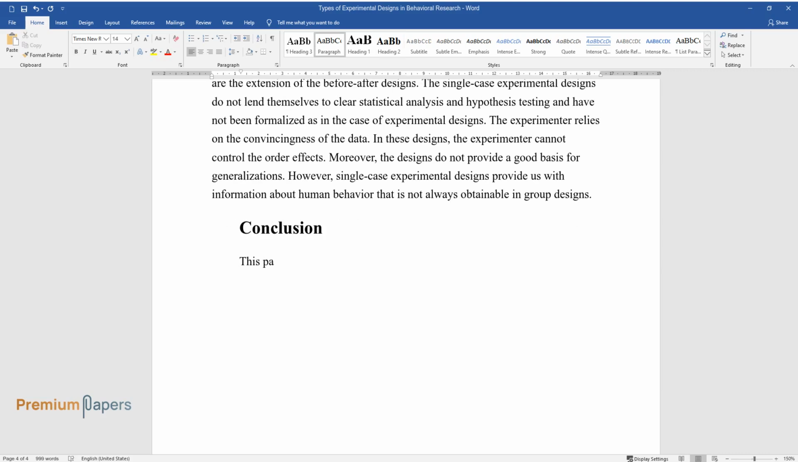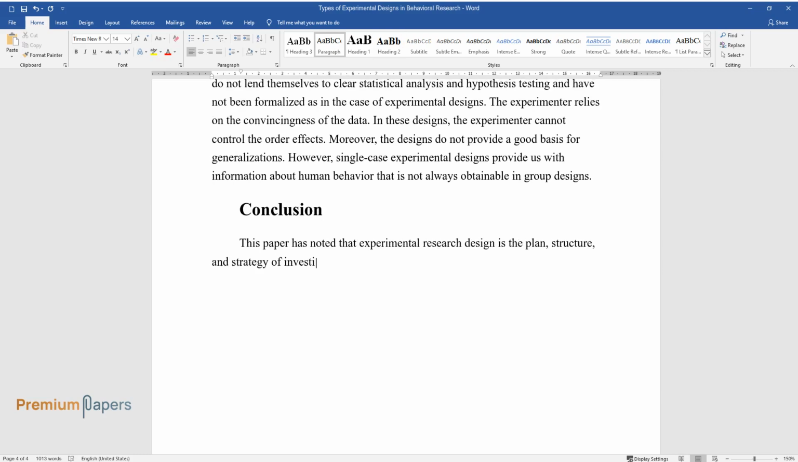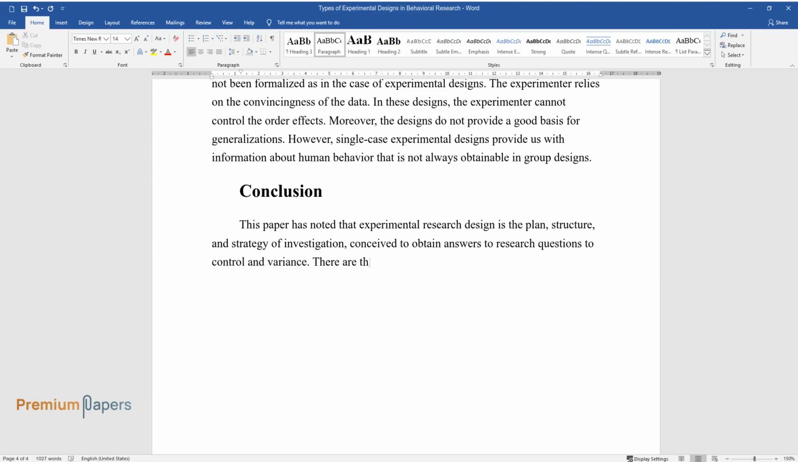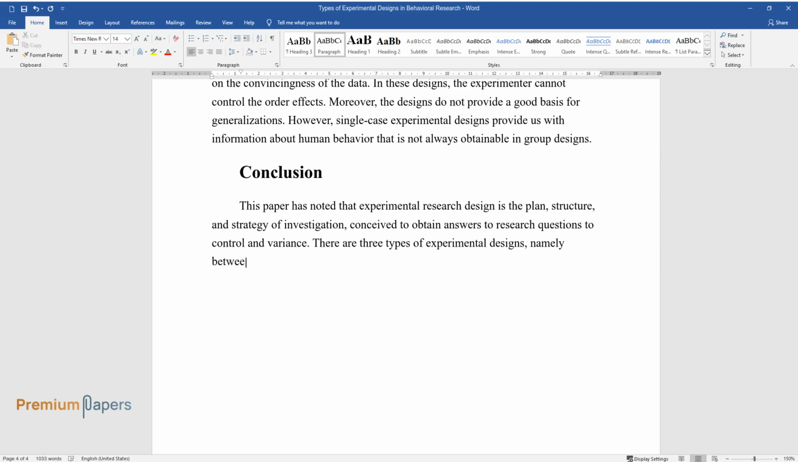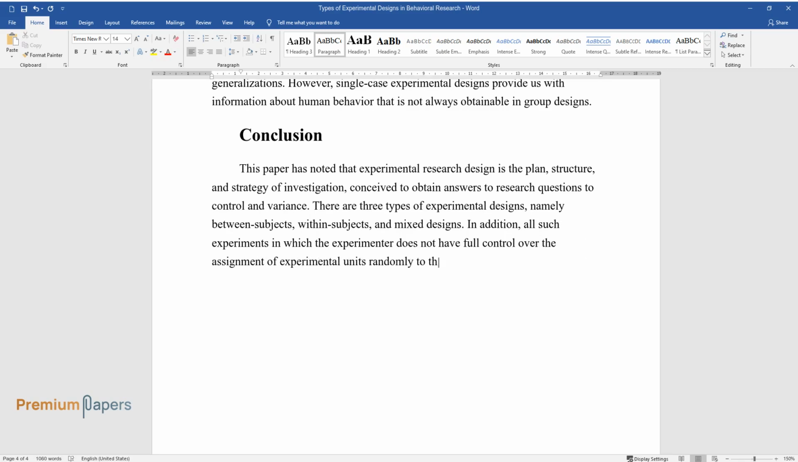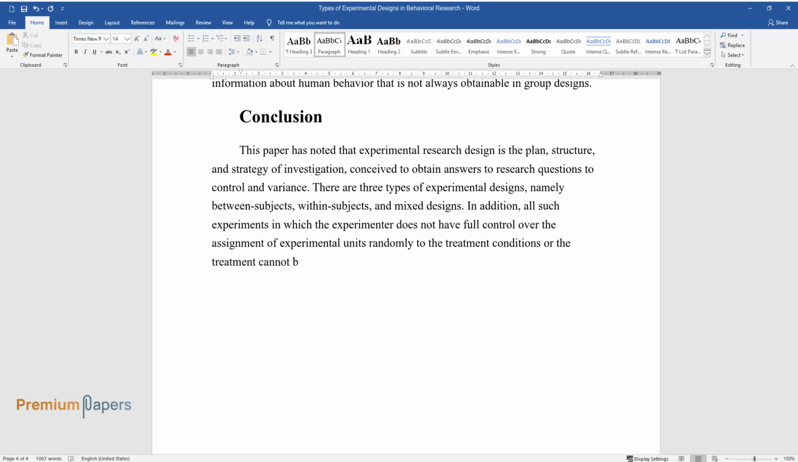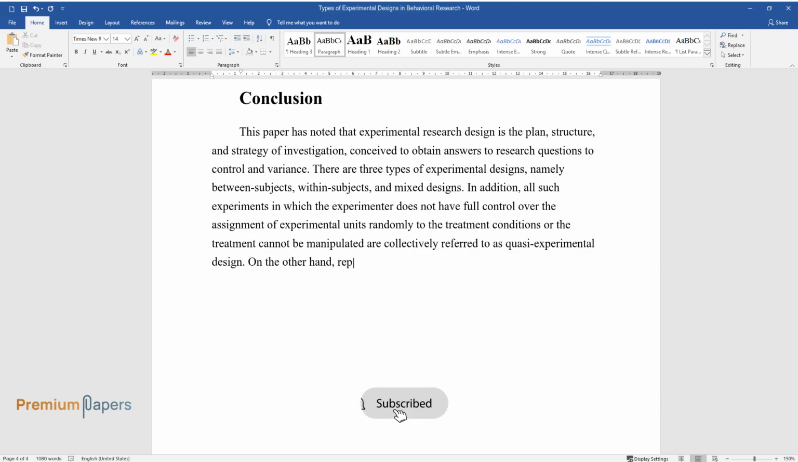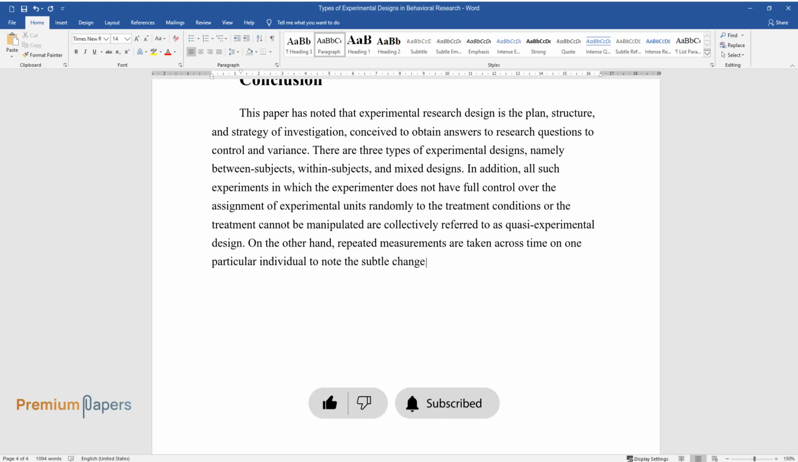Conclusion. This paper has noted that experimental research design is the plan, structure, and strategy of investigation, conceived to obtain answers to research questions and to control variance. There are three types of experimental designs, namely between subjects, within subjects, and mixed designs. In addition, all such experiments in which the experimenter does not have full control over the assignment of experimental units randomly to the treatment conditions or the treatment cannot be manipulated are collectively referred to as quasi-experimental design. On the other hand, repeated measurements are taken across time on one particular individual to note the subtle changes in behavior.